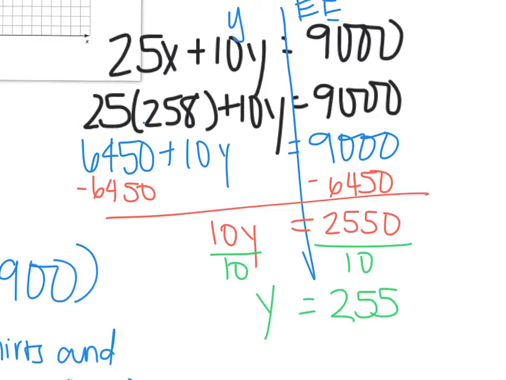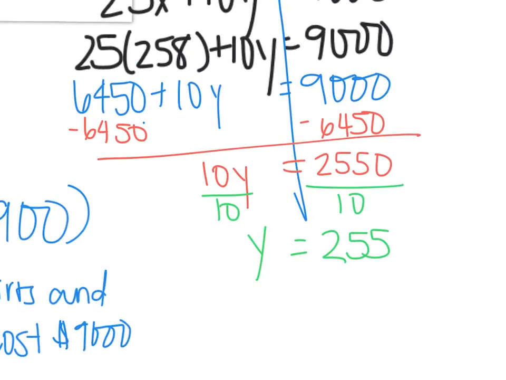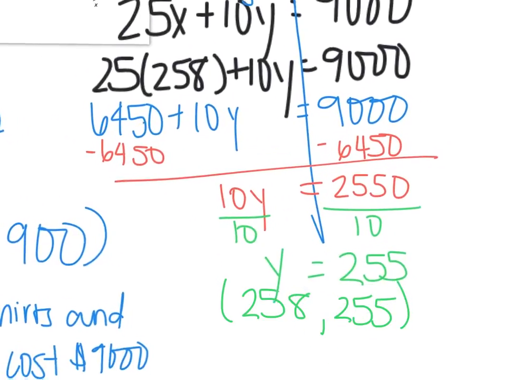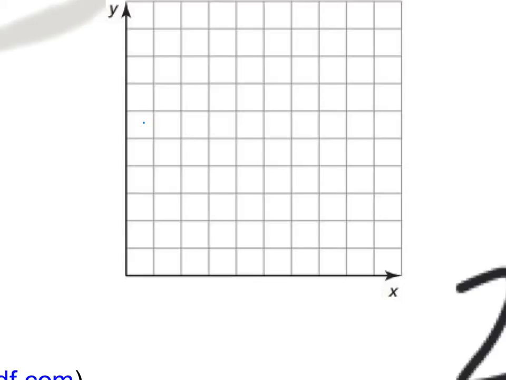So that's another point that would be on our line. It would be the point 258, 255. And that means that 258 sweatshirts and 255 hats cost us $9,000. So when I go to graph this, remember the first 2 points we found. We found our x-intercept to be 360, 0, and we found our y-intercept to be 0, 900.